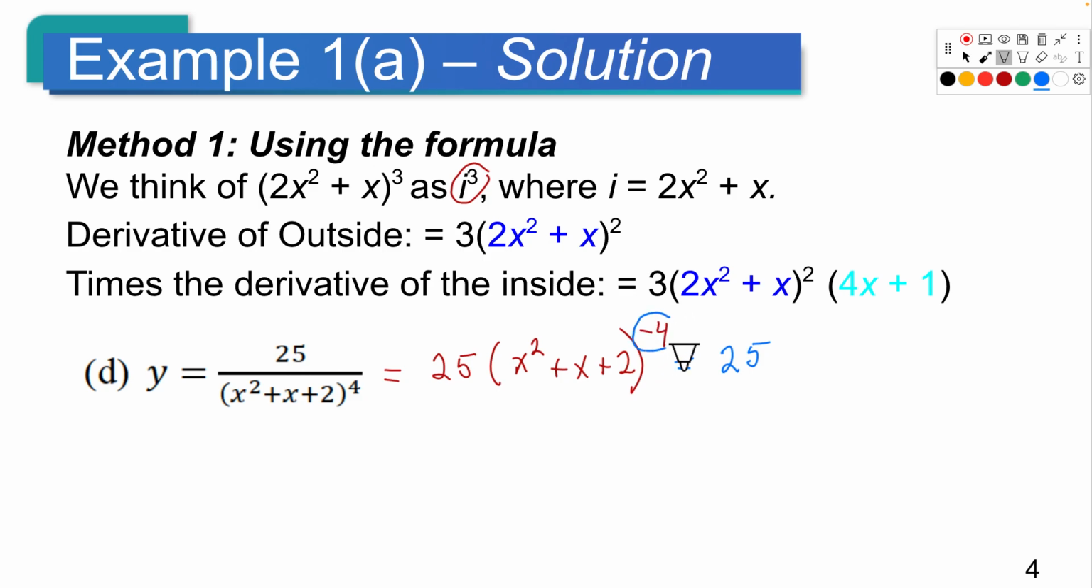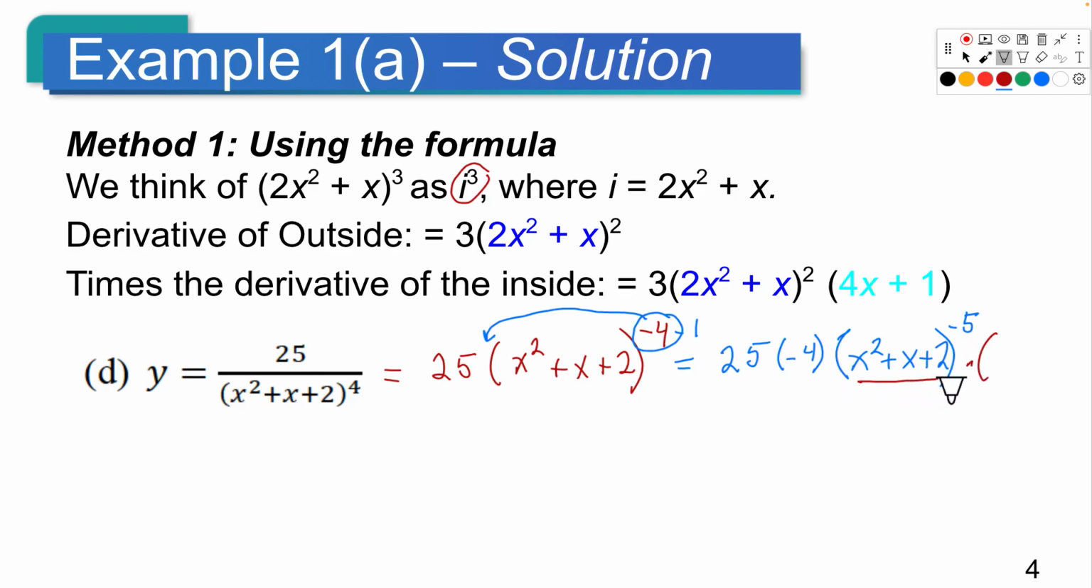When I go to take this derivative, the outside part is the -4 exponent, so that's going to come down in front. So I'm going to have 25 times -4. The inside does not change: x squared plus x plus 2. And then I subtract 1 from the exponent, so -4 minus 1 is going to give us -5. That's the outside of the function, halfway done. And then I'm going to multiply times the derivative of the inside stuff, and notice it's right here.